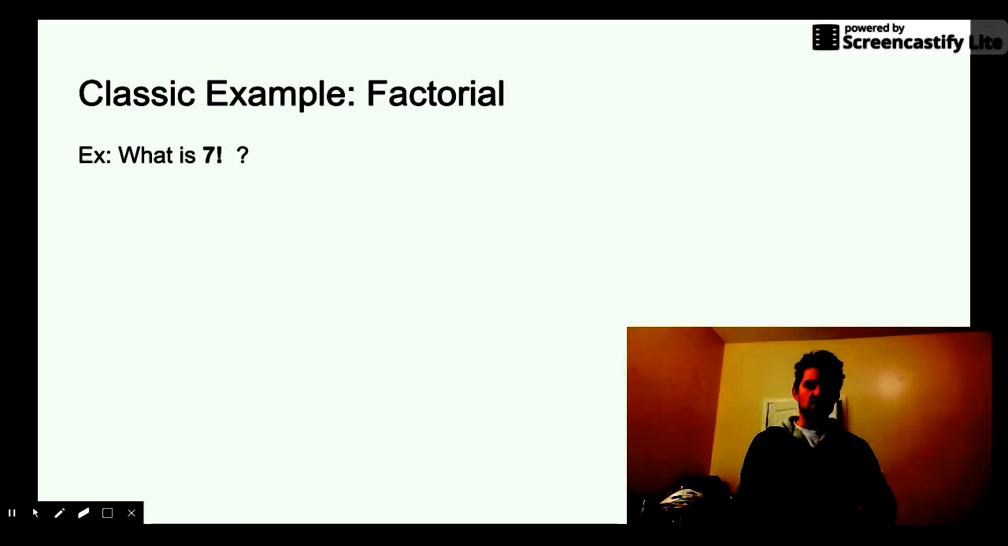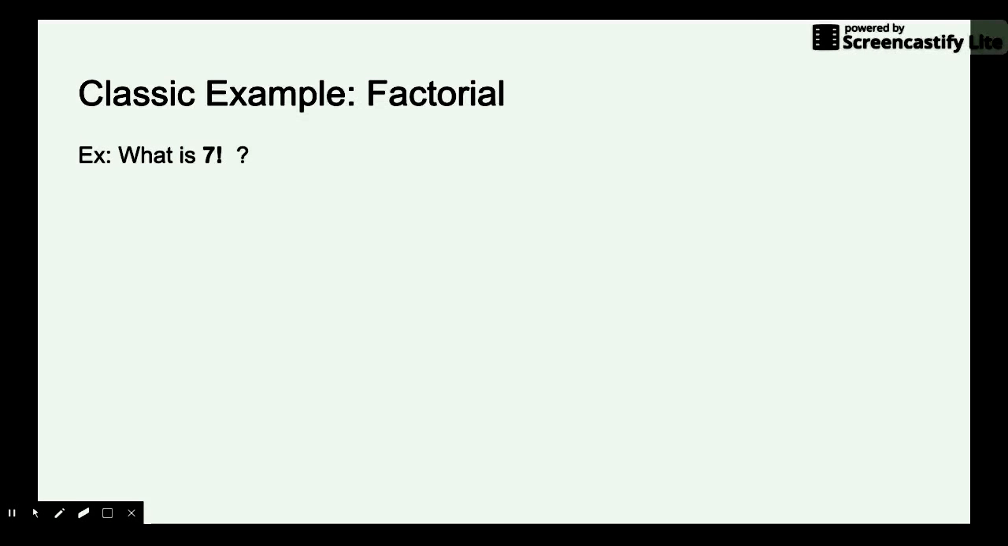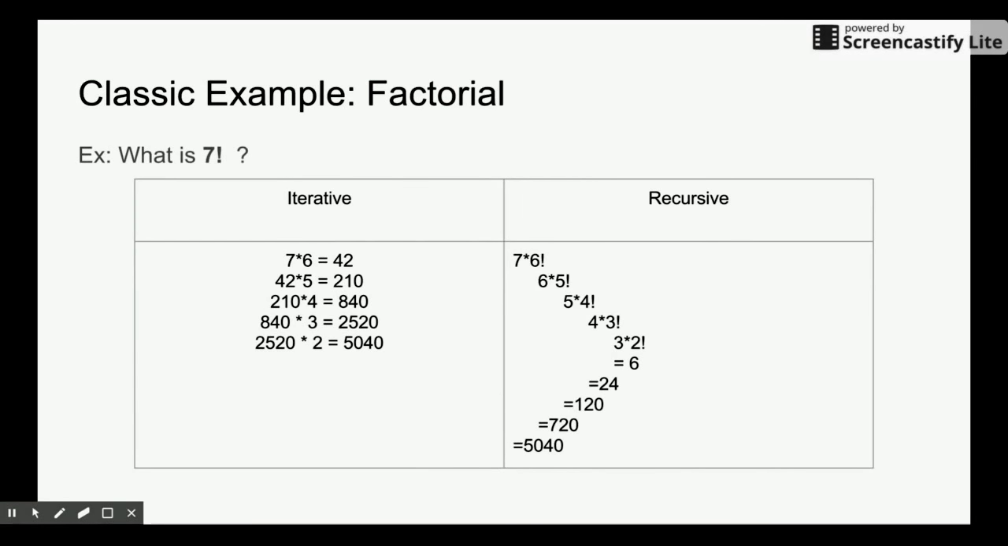So you can think of this in two ways. You can think of it either as 7 times 6 times 5 times 4 times 3 times 2 times 1 for factorial 7. Or you could think of it as 7 times 6 factorial, which can then be reduced into 7 times 6 times 5 factorial, and so on and so forth. This is maybe a slightly more natural way to think about what's going on here.